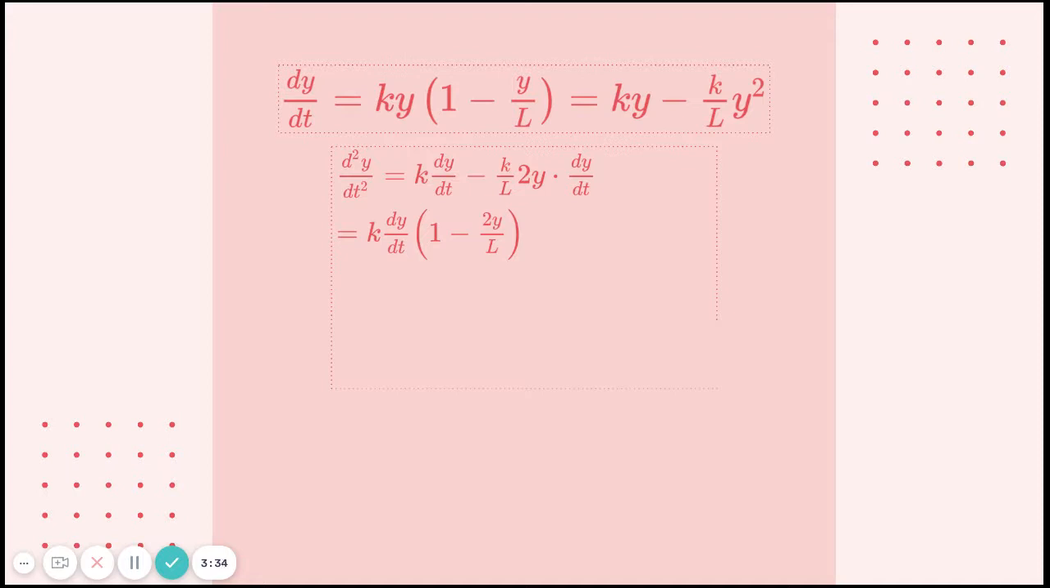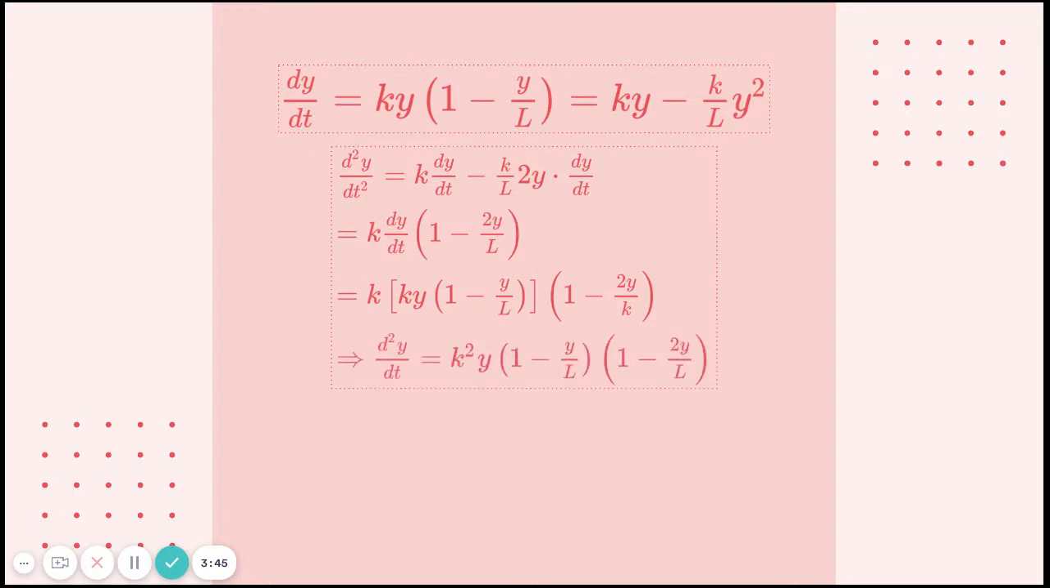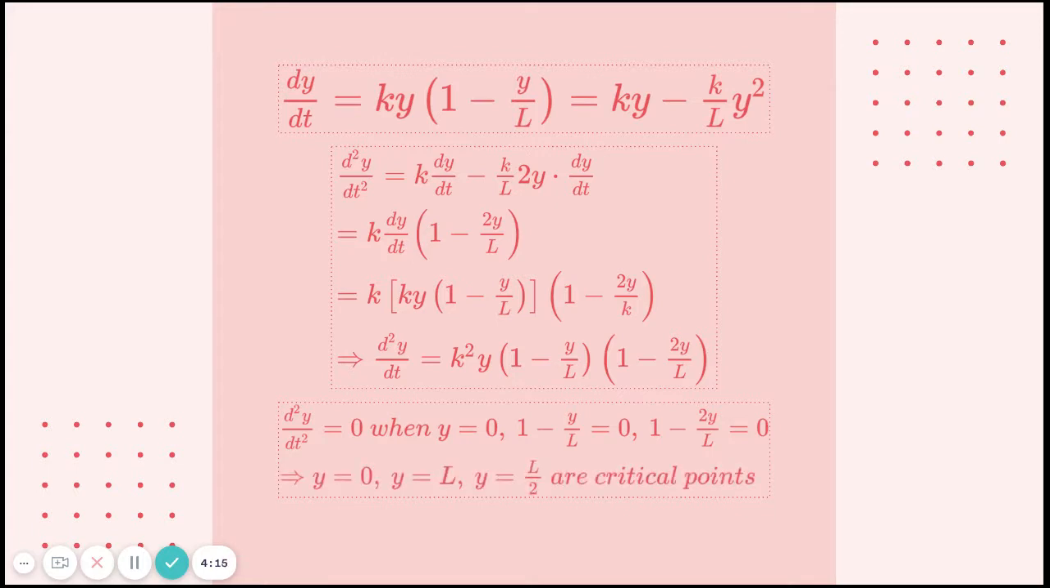Since we already know what dy/dt equals, we can simply replace it within the equation. Distributing k to simplify, the second derivative of the logistic function is k squared times 1 minus y over L times 1 minus 2y over L. If we set d2y/dt2 equal to 0, we find that the function would be 0 when y is 0, 1 minus y over L is 0, and 1 minus 2y over L is 0. So 0, L, and L over 2 are critical points.